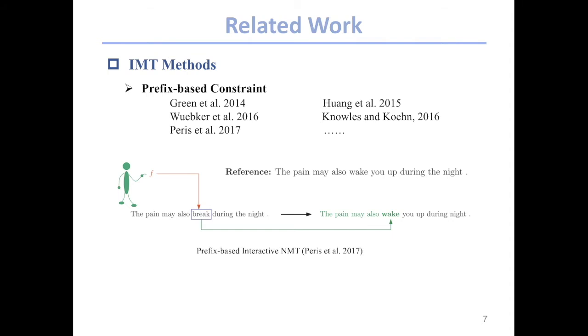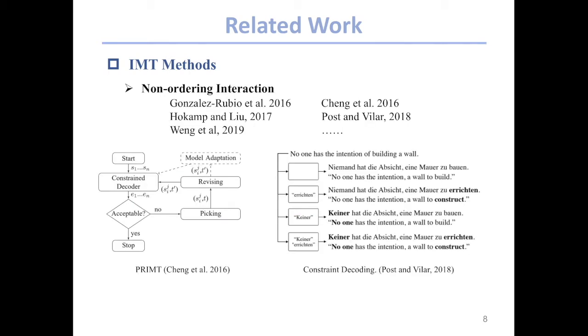Next, let's look at some IMT methods related to our work. Researchers have introduced different levels of human-machine interaction. Due to the left-to-right decoding order of machine translation, the most intuitive method is prefix constraint decoding. In this kind of work, a human translator validates the translation results and corrects the first error. The underlying model takes the left part as the validated prefix and redecodes the remaining right part. The prefix-based protocol is inflexible since the users have to follow the left-to-right order.